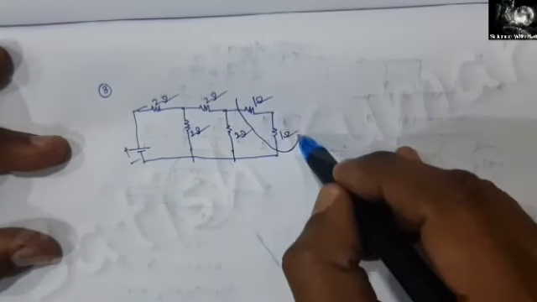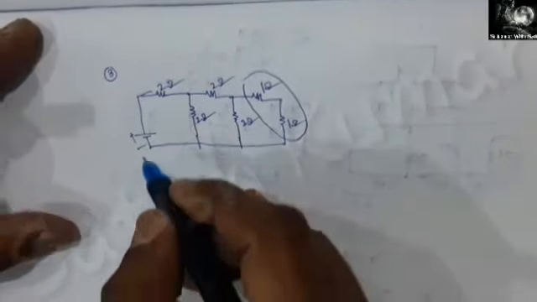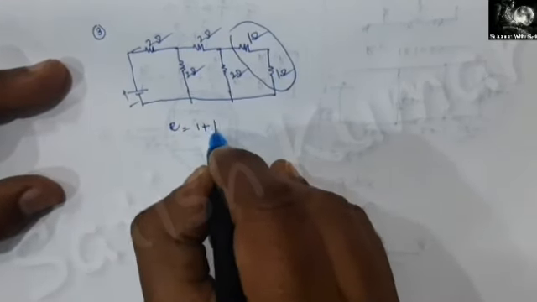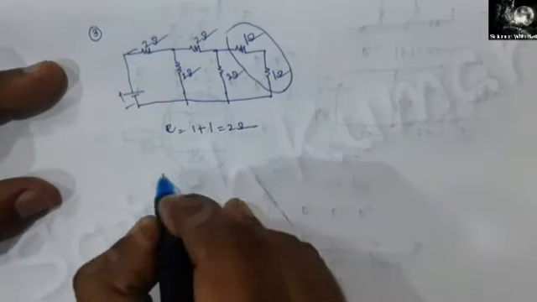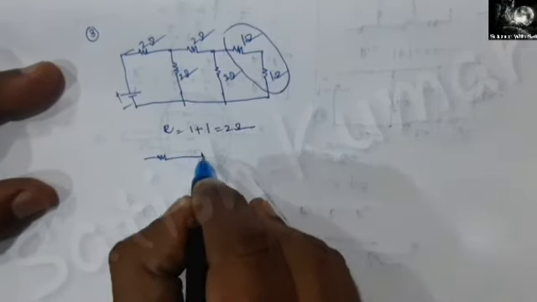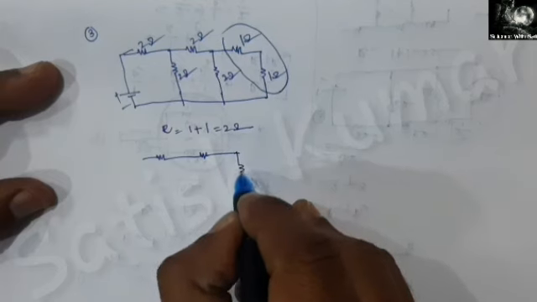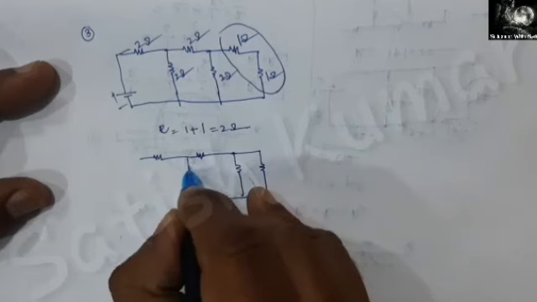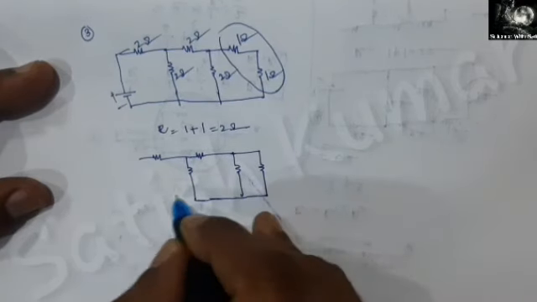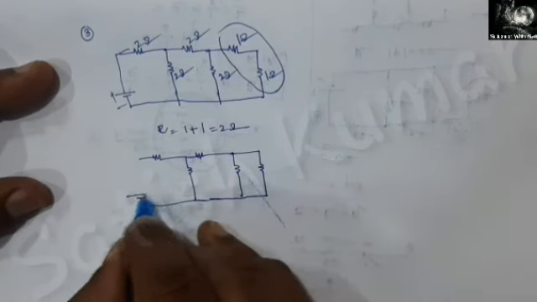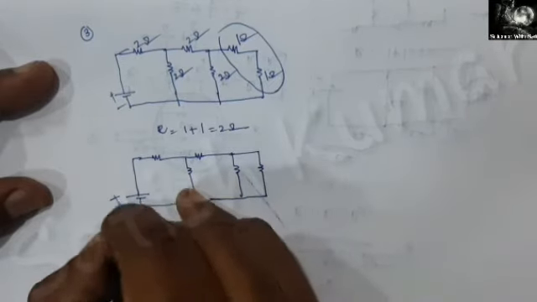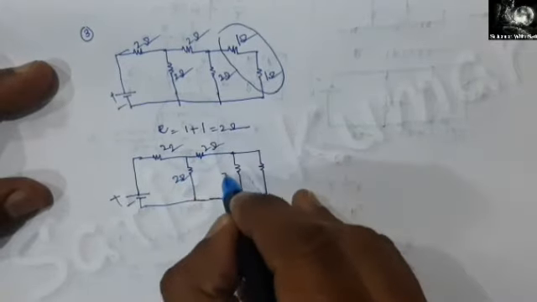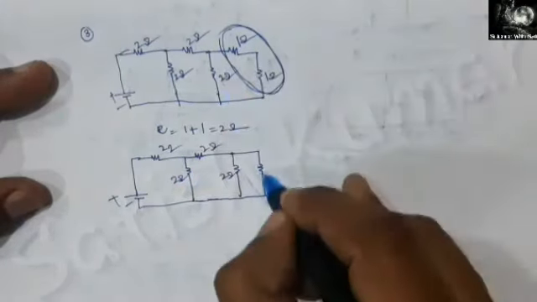Here these two are in series. In series connection R is equal to R1 plus R2, so I can write 1 plus 1 which is equal to 2 ohms. Now the circuit becomes like this: 2 ohms, 2 ohms, 2 ohms, 2 ohms. The resultant of these two is 2 ohms again.